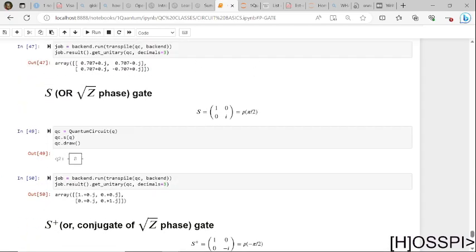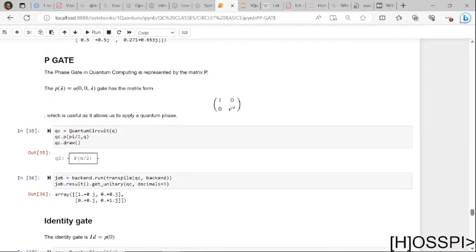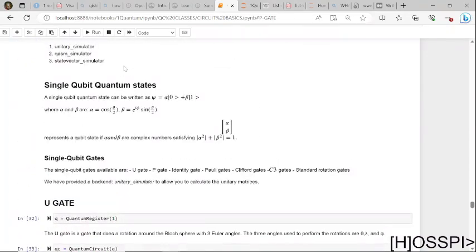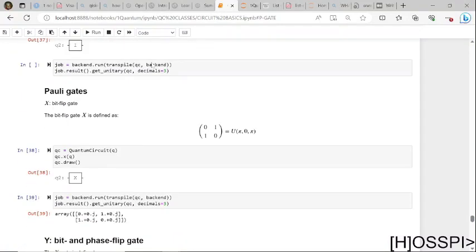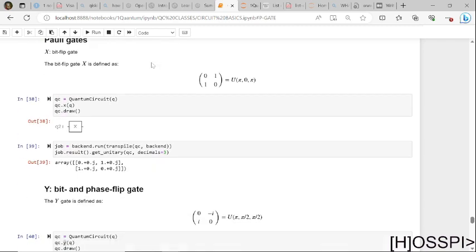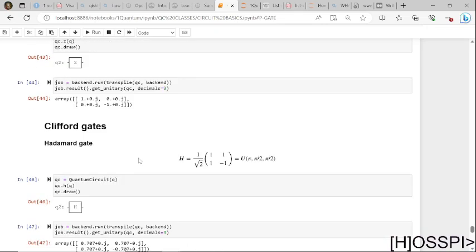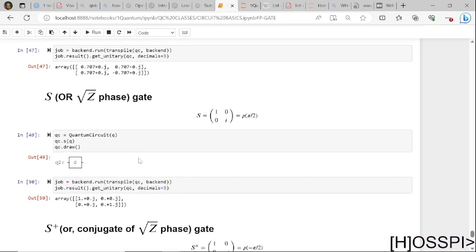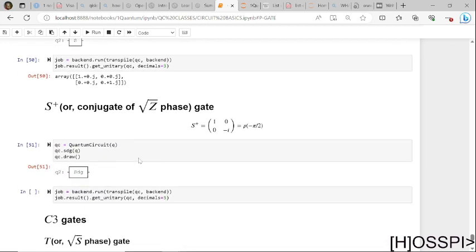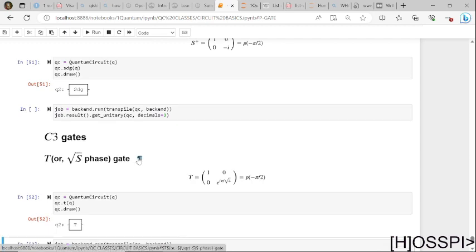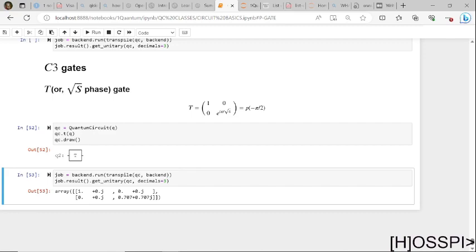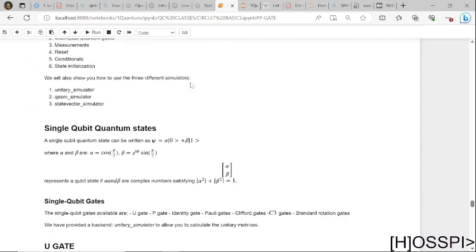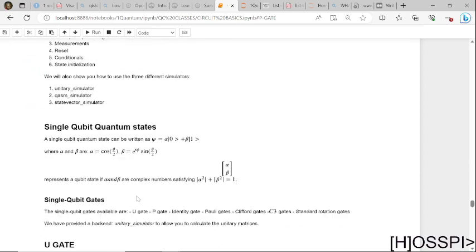So other gates that we have, we talk of these are the single gates we have. Running through all the gates, we have the U gate, the P gate, the amplifying gate, the Pauli gate, and under the Pauli gate we have the X flipping gate, the Y flipping gate, the Z phase gate, and the Hadamard gate. We have the S and root Z phase gate, and we have the conditional gate, the conjugate gate, the C3 gate, and this C3 gate has the T gate. So those are the single qubit quantum gates that we have.